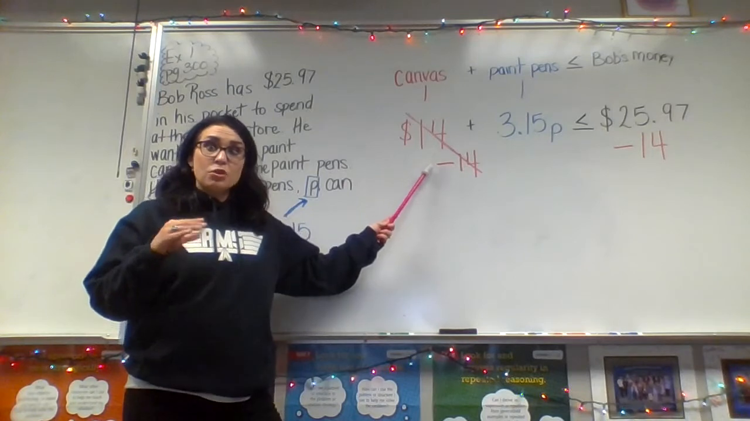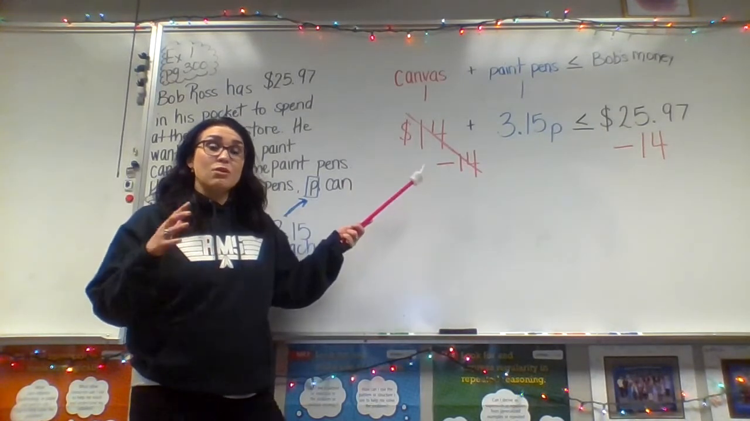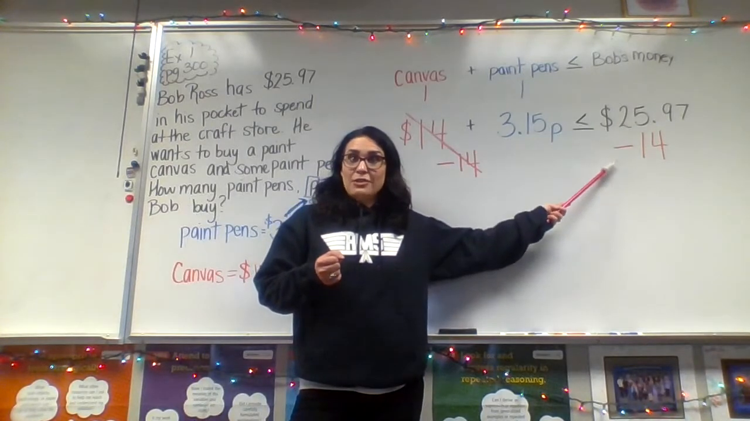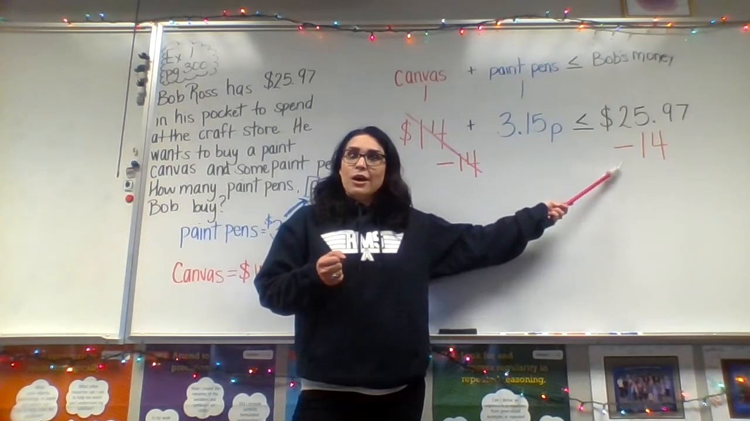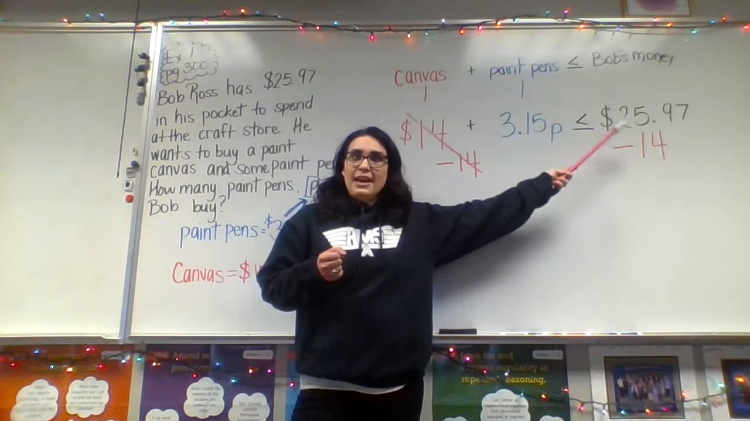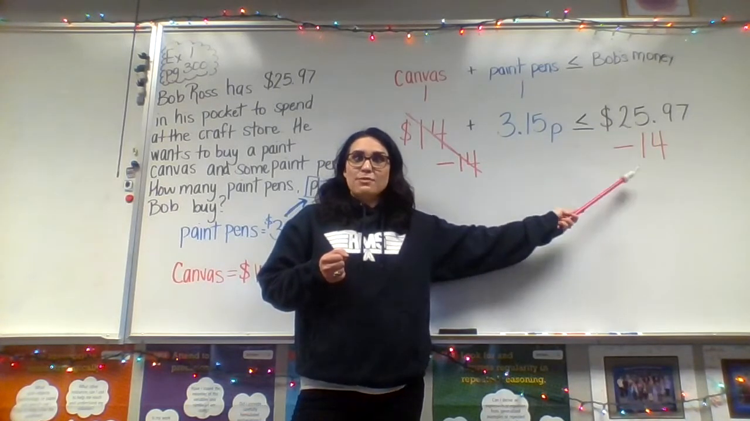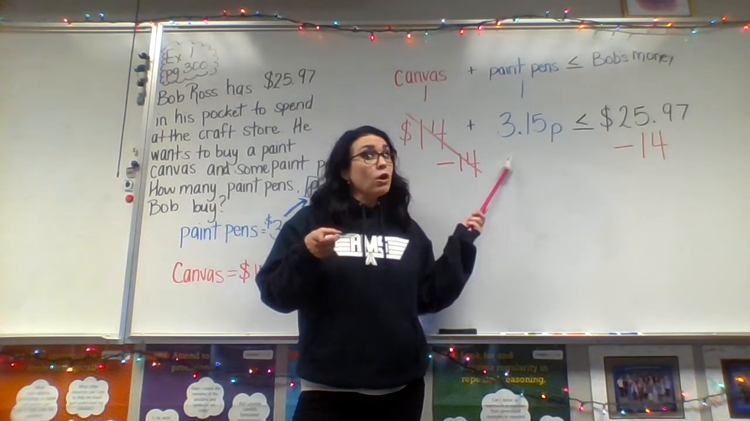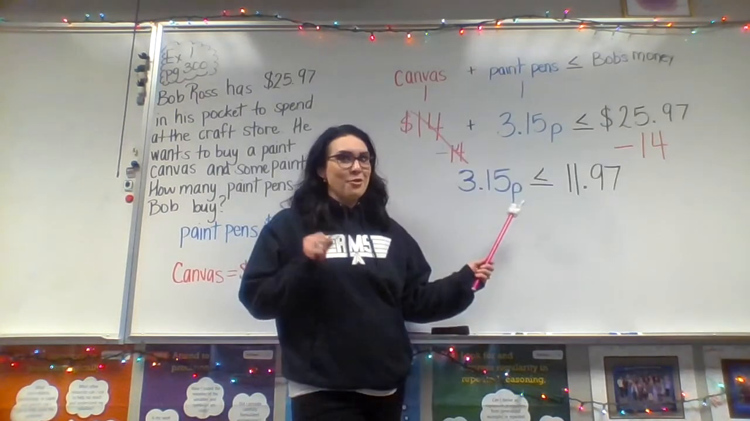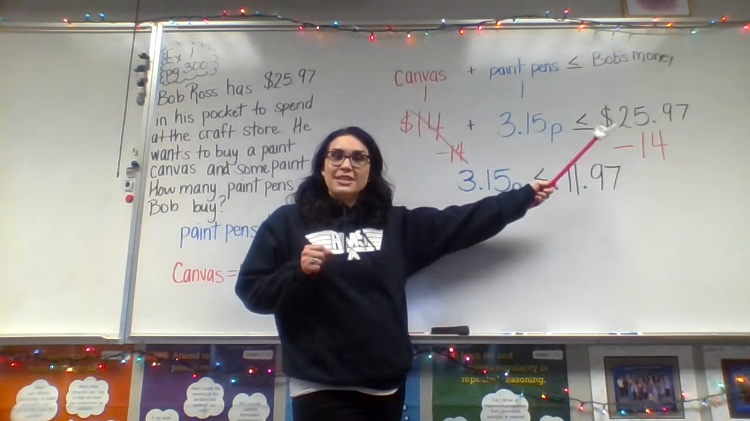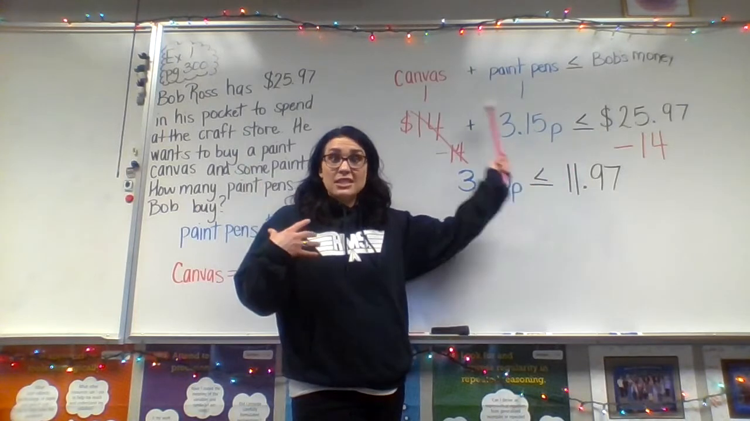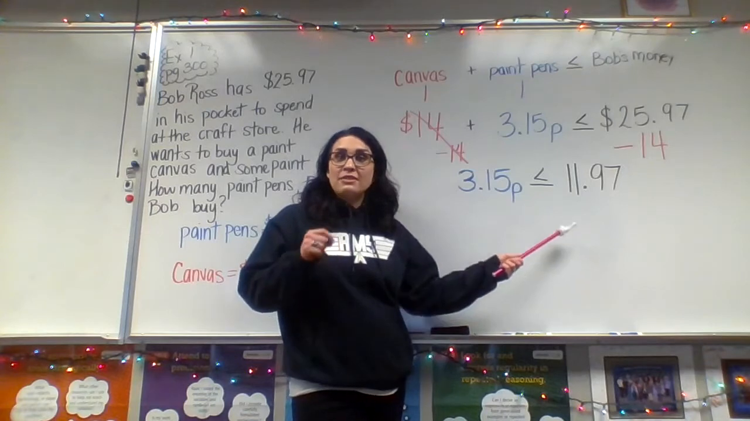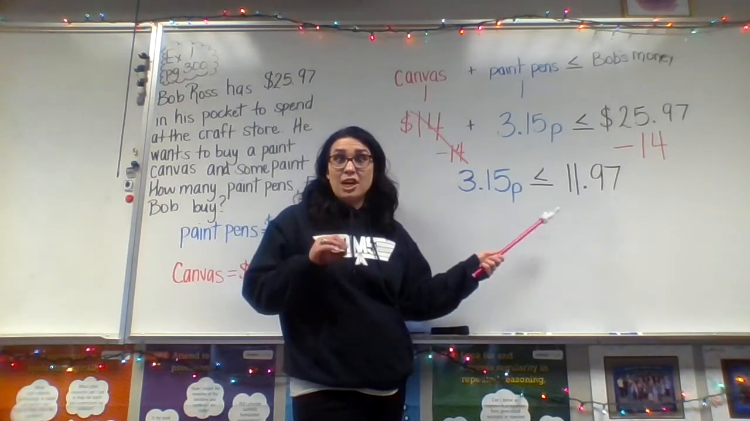But don't forget, in order to keep this having the same meaning and in order to keep this balanced, you need to also subtract that constant from this side of your inequality as well, right? So now let's see, what is $25.97 minus 14? And remember, our paint pens needs to be less than or equal to that amount. So now, my friends, we know that $25.97, and we subtracted that constant, the amount of the canvas, which was $14, leaves Bob Ross with $11.97 that he can spend on those paint pens, right?